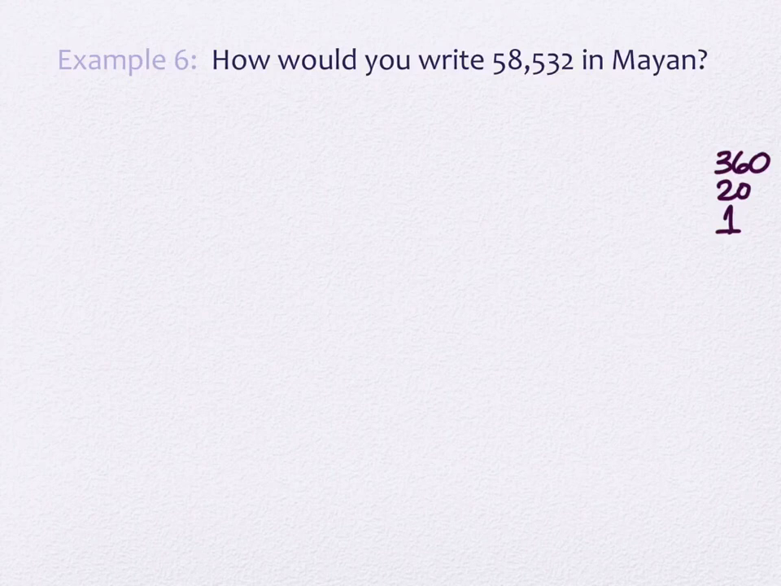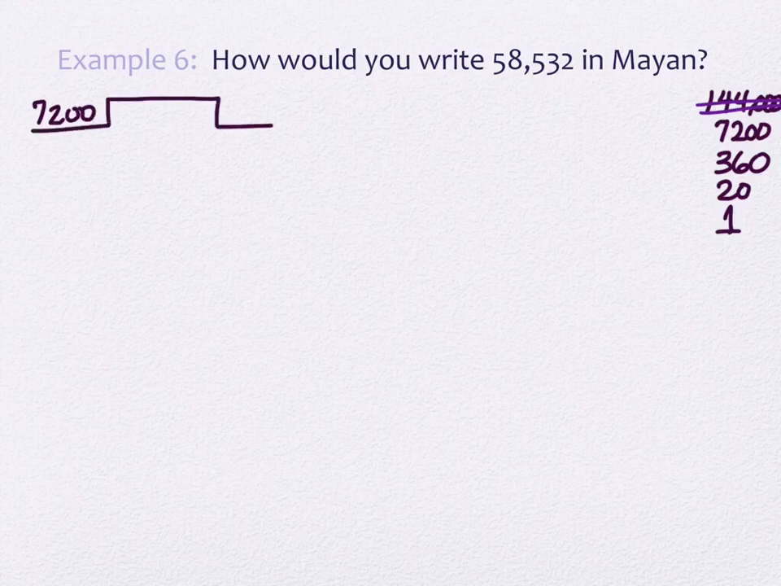So if I take 360, and I multiply by 20, what do I get for my next place value? 7,200, and then times 20 again, 144,000, and that's bigger than the number I'm working with, right? So I don't really need this value. 7,200 is a big enough value. So I start with the biggest place value that divides my number, that's 7,200, and I write it on the outside. And I write the number I was given, 58,532, underneath.